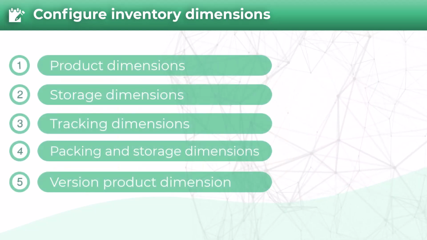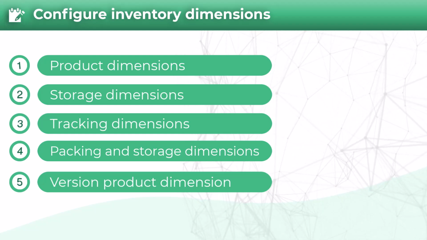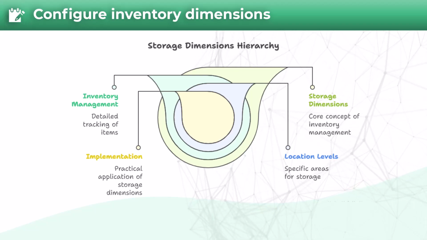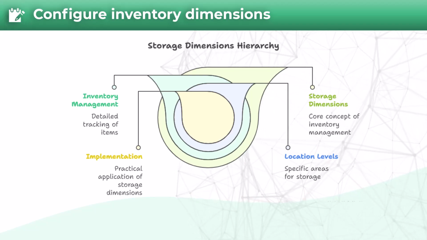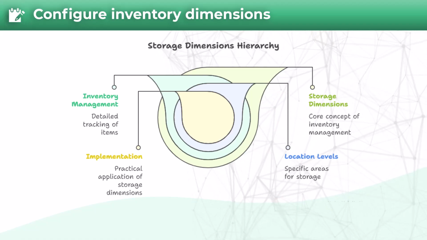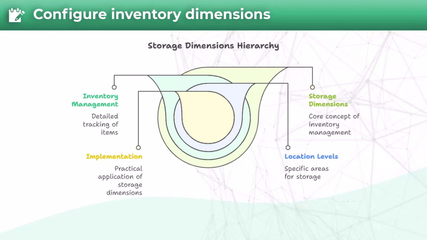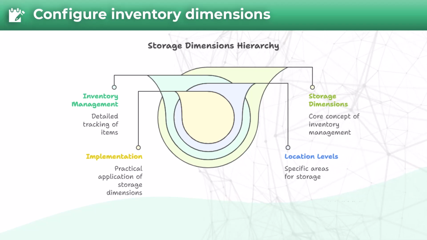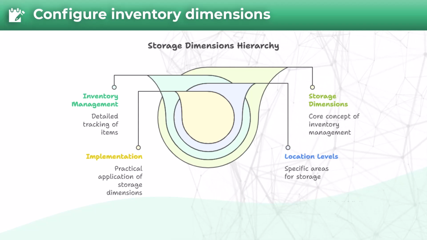Now we'll move to the second dimension, that is the storage dimension. These control where and how items are stored in the warehouse. They allow detailed inventory management at the location level. For example, if you have 100 laptops, you may store 50 in warehouse A and 50 in warehouse B. Storage dimensions track exactly where they are. That is why storage dimension is important.